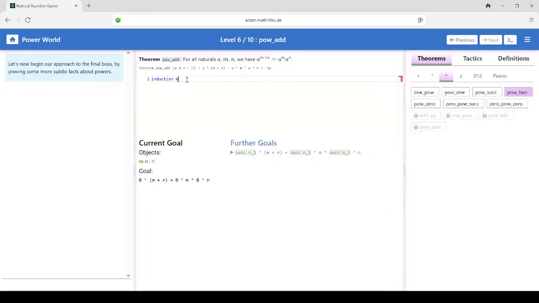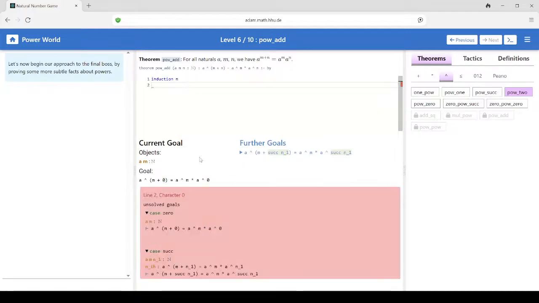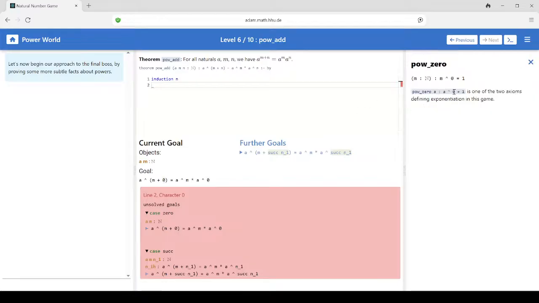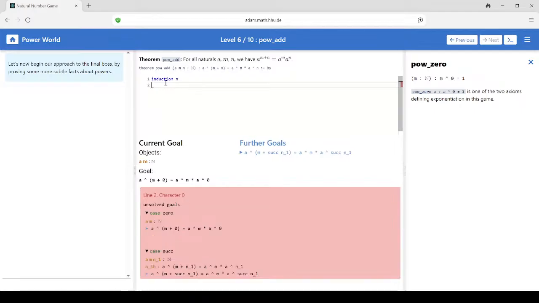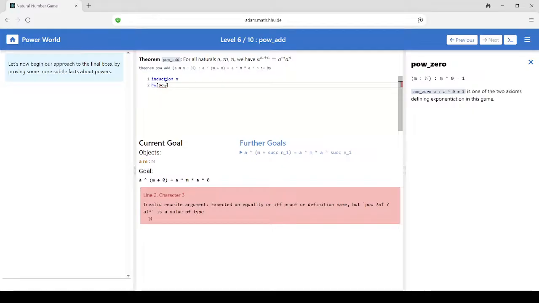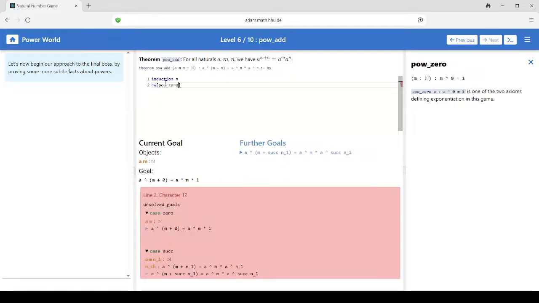What if I go with N? I can do this. Anything to the power of 0 is 1. Whoops. Rewrite. Power 0. And now we have 1.